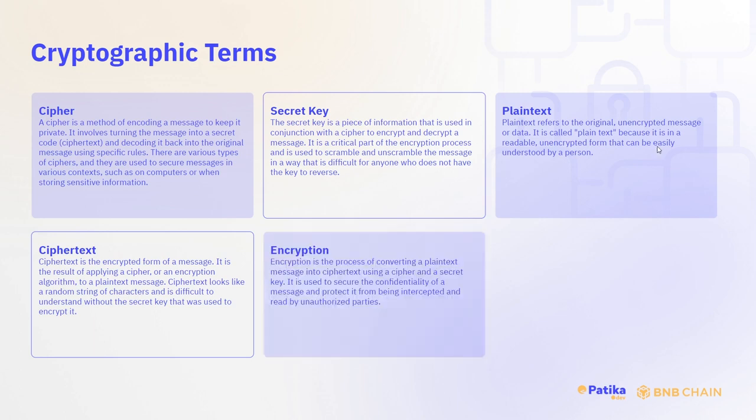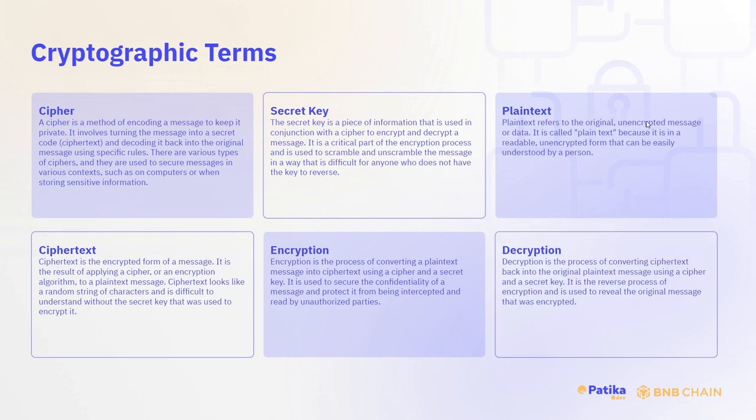Encryption. It's the process of converting a plaintext message into a ciphertext using a cipher and a secret key. It's used to secure the confidentiality of a message and protect it from being intercepted and read by unauthorized parties. Decryption. Decryption is the process of converting ciphertext back into the original plaintext message using a cipher and secret key. It's the reverse process of encryption and it is used to reveal the original message that was encrypted.